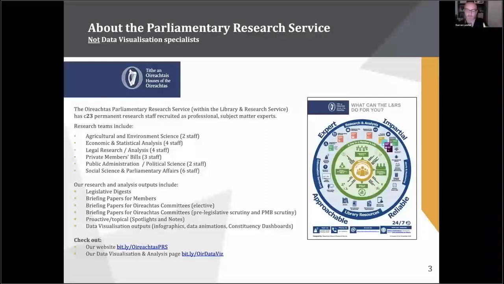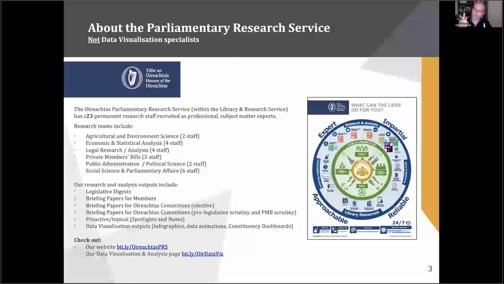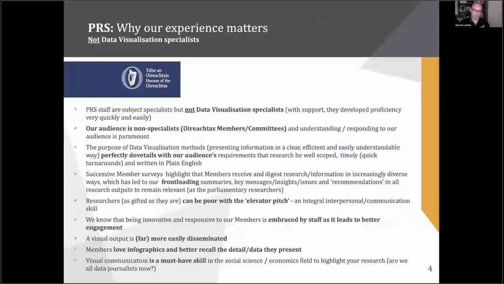There's a neat infographic explaining our services that I'm not sure is available externally, but I'll check, because it should be. More importantly, there are 2 links there that are quite valuable for yourselves in particular: our page on the public website, oireachtas.ie, and our data visualization analysis page, a dedicated portal. That's a relatively new creation.